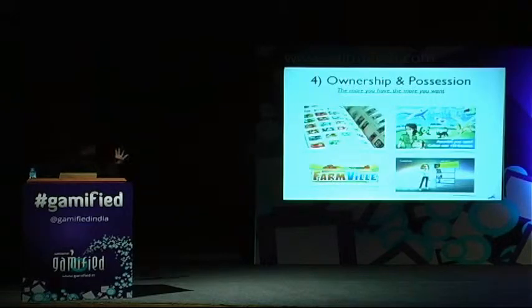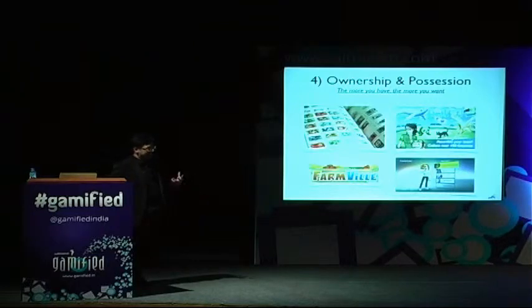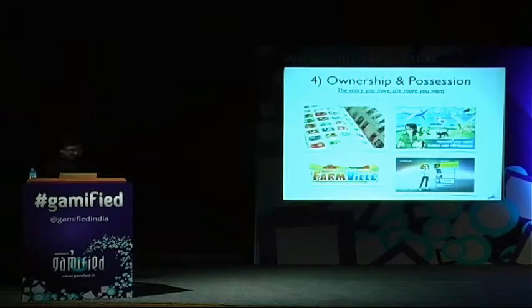Cool. Core drive number 4 is ownership and possession, and that's the concept that because you feel like you own something, you want to protect it, you want to improve it, and you want to get more. And this is like collecting stamps, right? Hey, I want to collect more stamps. That's always fun.